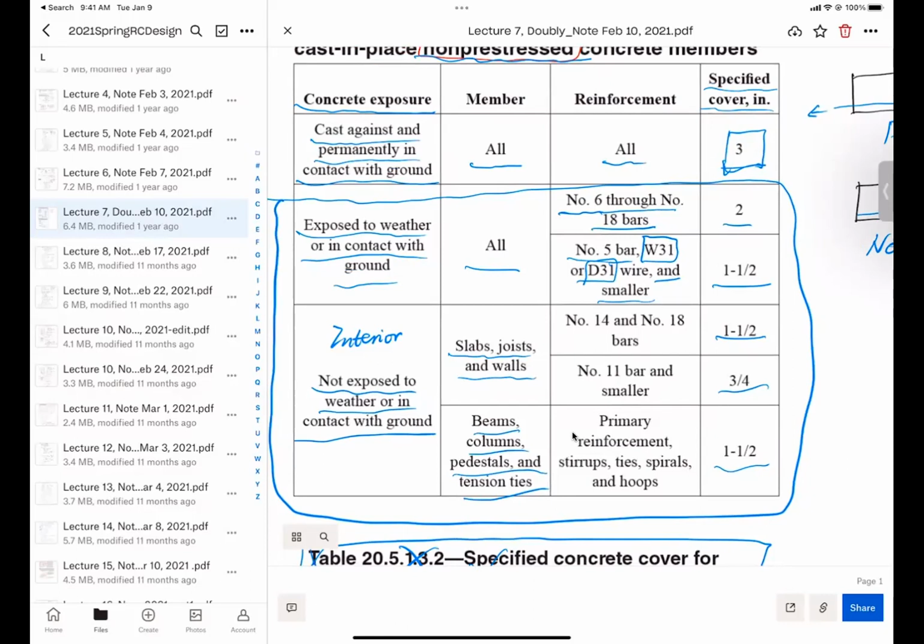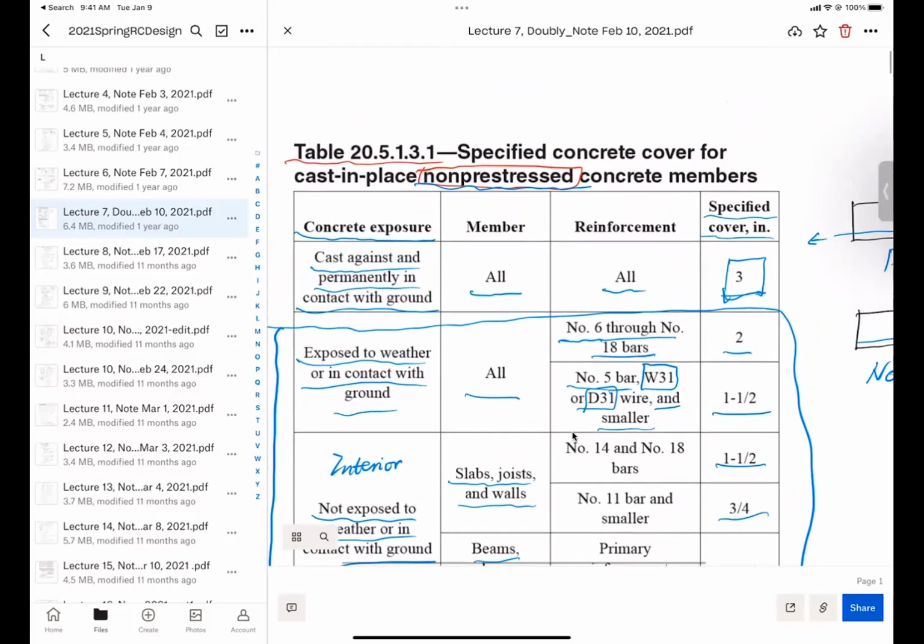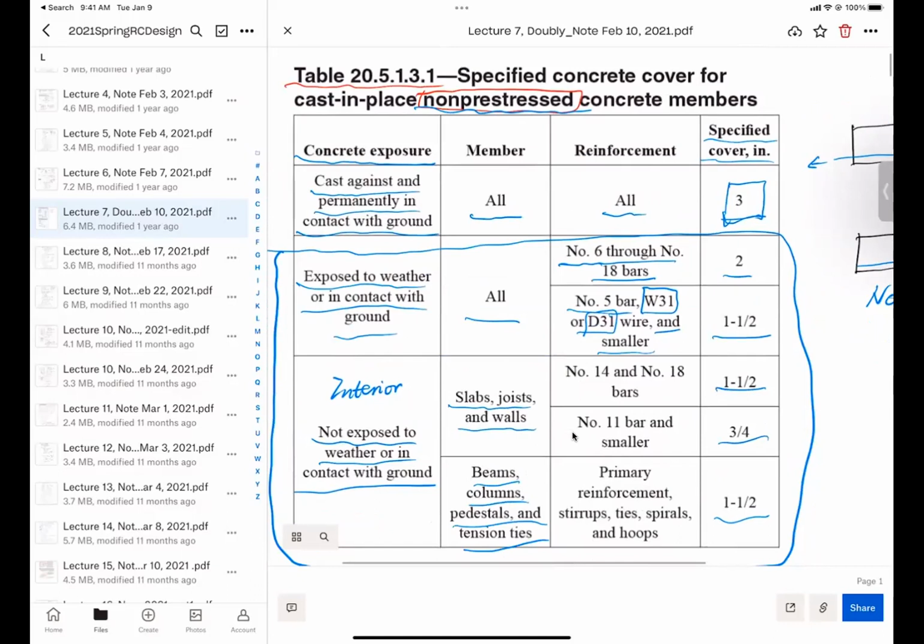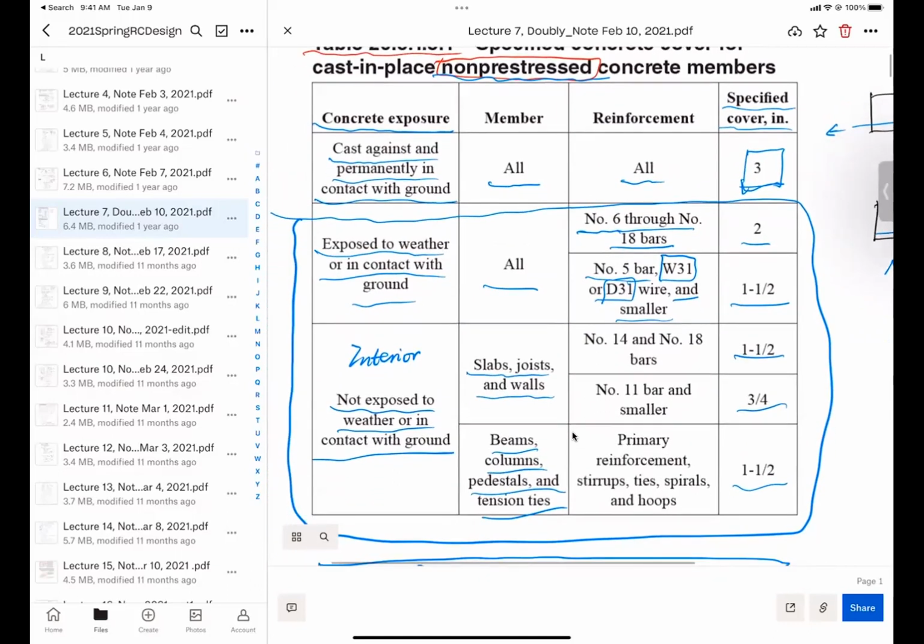First one is called in contact with moisture. Please write it down, okay? Just put a table there and say that this is in contact with moisture. Second is called exterior, exposed to weather or in contact with ground. Last one, not exposed to weather or in contact with ground, means interior.